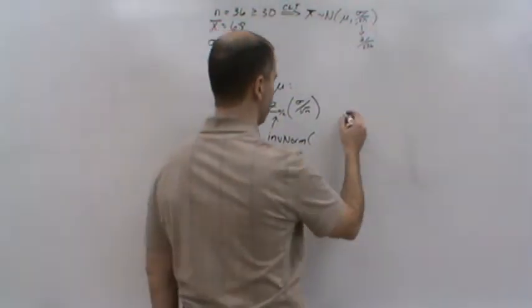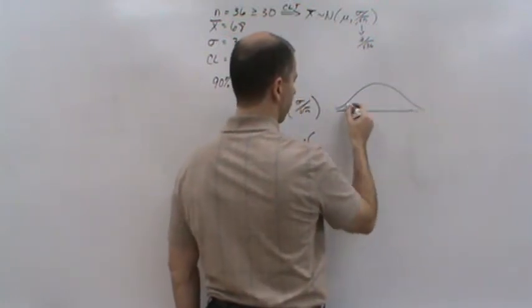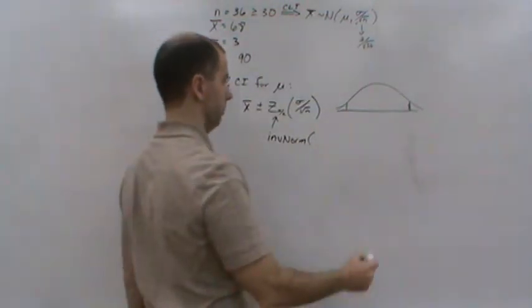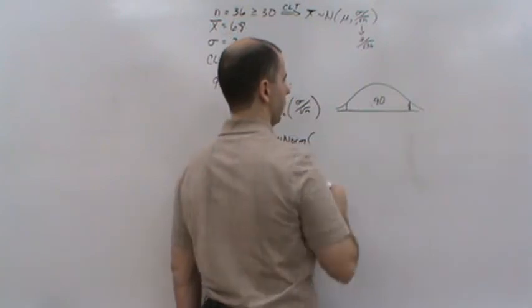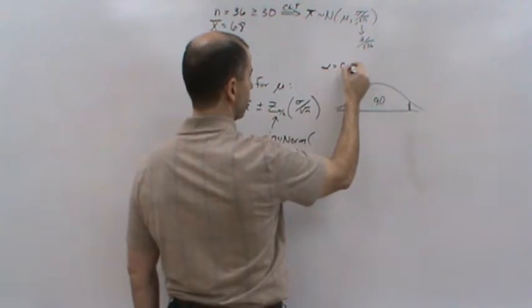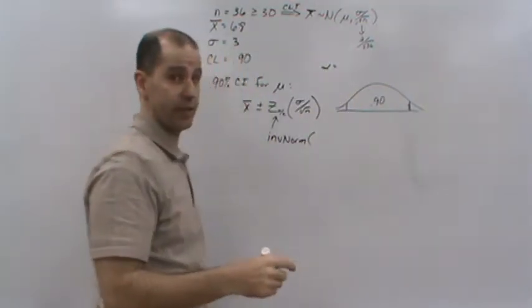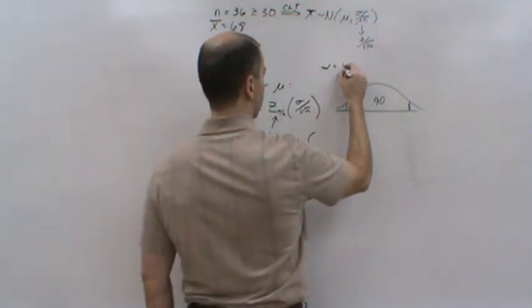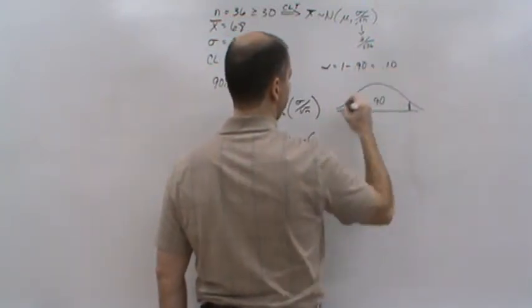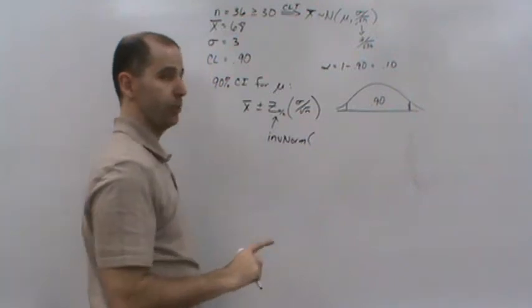If you plug in inverse norm, you have to know the area to the left, right? So what's the area to the left? Well, let's figure it out. Here's my picture. The middle area is 0.9. What's the area in the tails? What's alpha? Remember, alpha is 1 minus the confidence level, or in other words, the area in the tails. So 1 minus 0.9 equals 0.10. So we know that alpha is equal to 0.1. The area in the tails is equal to 0.1.